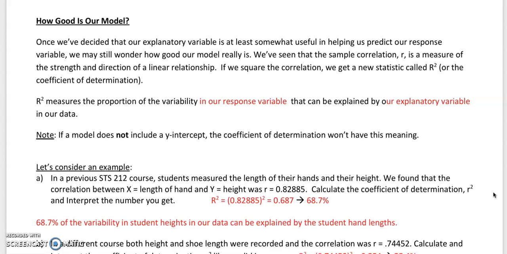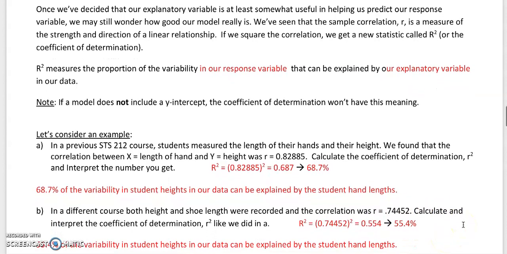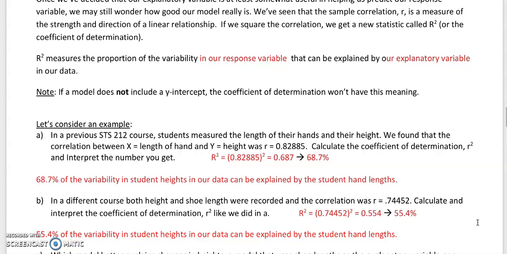All right, hopefully you paused the video and took a chance to do that, but I'll walk you through what it would look like if we did it. I'm going to take that correlation value again and square it. I get 0.554, or 55.4%, and that means that 55.4% of the variability in student heights in our data can be explained by the student shoe lengths. It says hand lengths on the slide, but it should say shoe lengths because we're looking at this new variable here. So what is this telling us about trying to predict student heights?